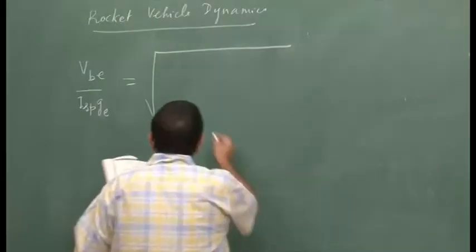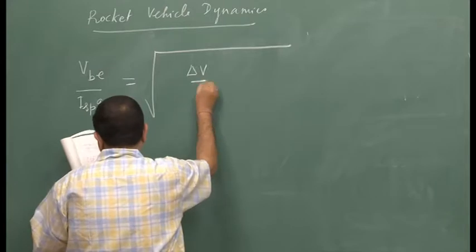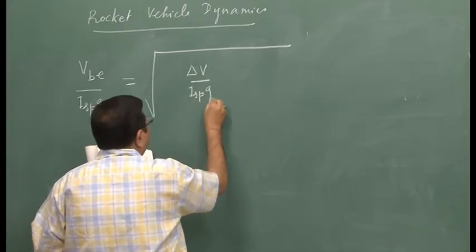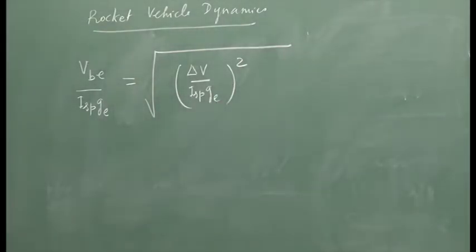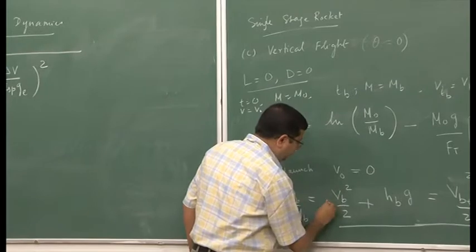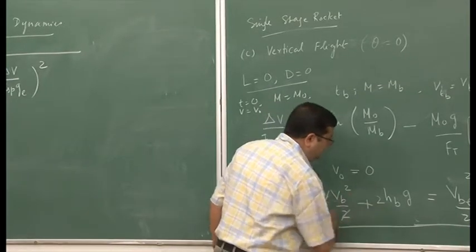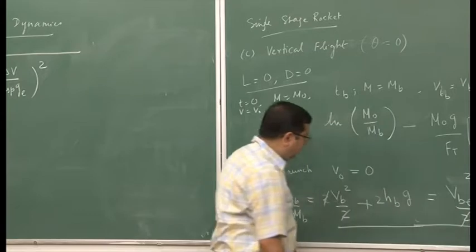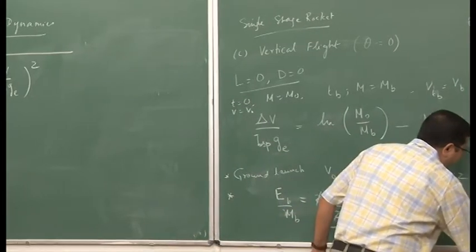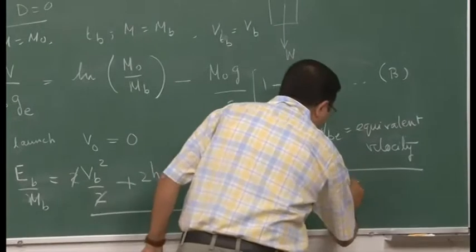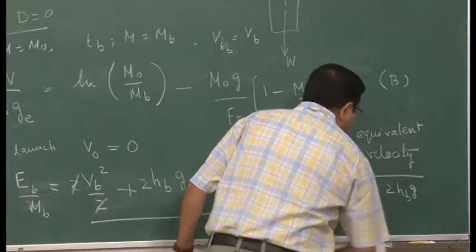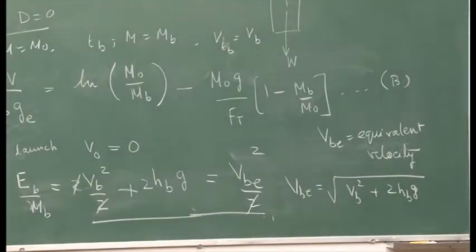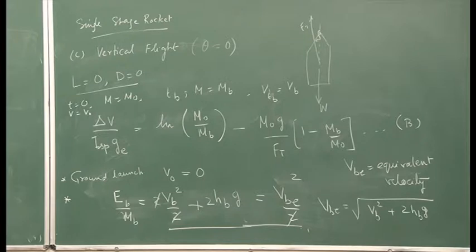So, then this will be equal to delta V by I s p square, right. Because from this, first we can take this 2 on this side. So, 2 will cancel out, we will have a 2 here, this will cancel off, and then V b e is equal to square root of V b square plus 2 h b g, right. So, this is the expression for V b e coming from this equation.